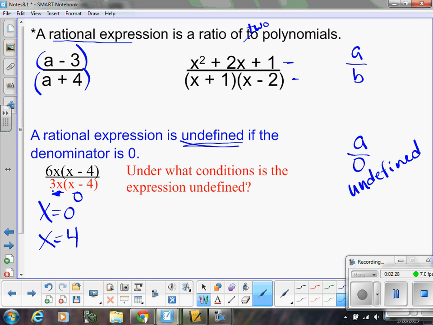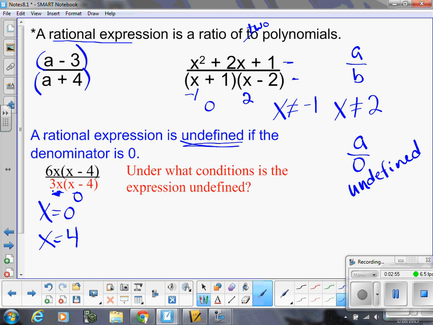Let's look right back up here. What two numbers would make the bottom 0? If I plugged in a -1 right there, -1 plus 1 would be 0, and 0 times anything is 0. If I plugged in a 2 right there, 2 minus 2 is 0. So x is not supposed to be equal to -1, and x is not supposed to be equal to 2, because if it equals either one of those, it'll be undefined. You're looking for what numbers will make it undefined, and you'd say -1 and 2.